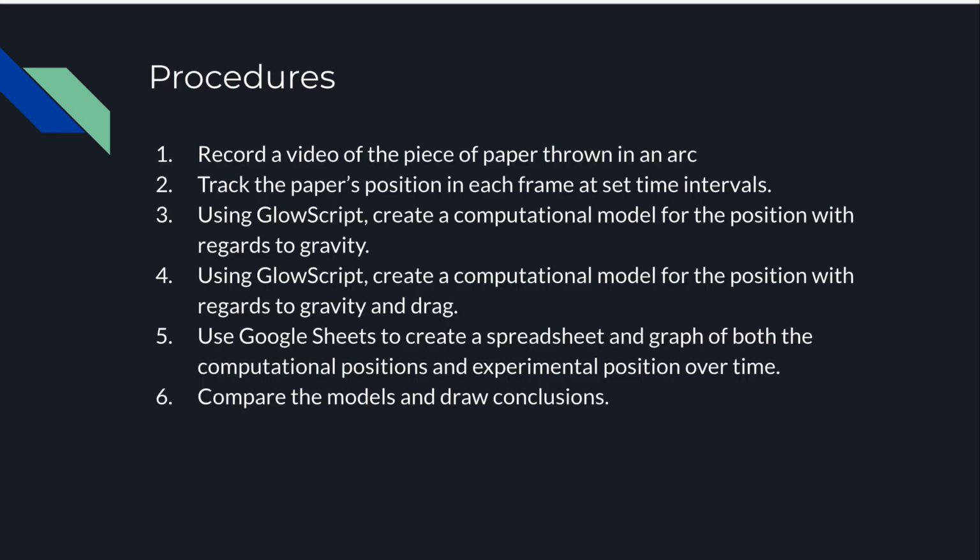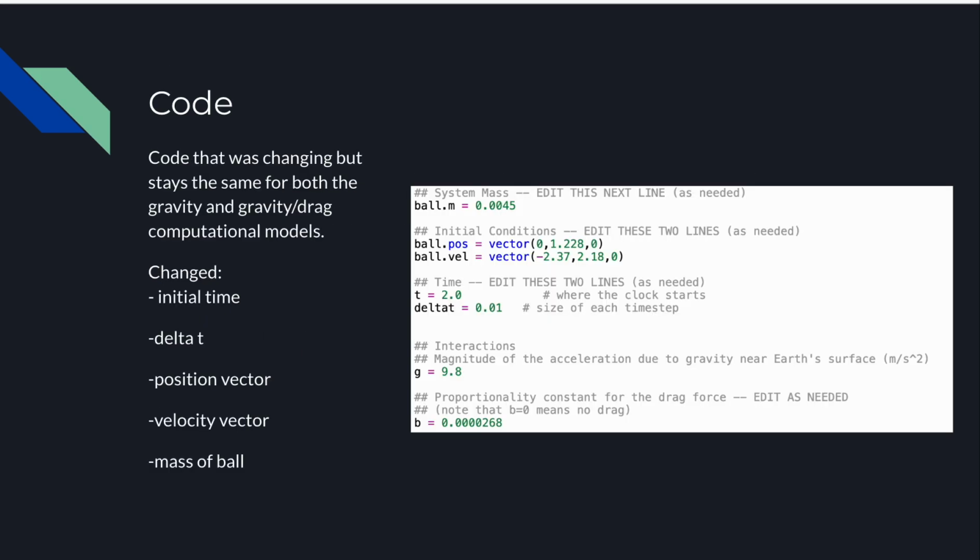So this was the procedure. First, I recorded a video of the piece of paper thrown in an arc. I tracked the paper's position in each frame, and by the way, the paper was a ball here, so not a lot of drag. And then using GlowScript, I created a computational model for position with regards to gravity. Did the same thing with drag too, and then I used Google Sheets to create a spreadsheet and a graph of both the computational positions and experimental positions over time, and then I compared the models, which I'll go over in a second.